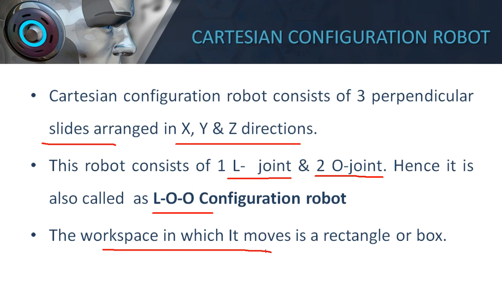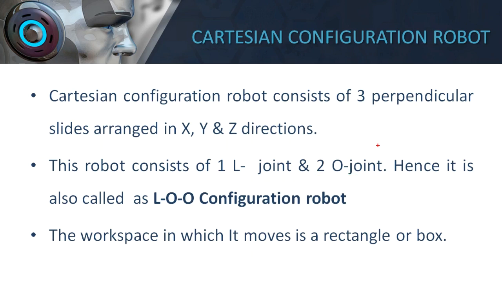What is the workspace in which it moves? The workspace in which it moves is a rectangle or a box. You can imagine a rectangle of say 50 as the length and breadth as 25, and then if it has the depth, then that constitutes the workspace of the Cartesian configuration robot. So this is about Cartesian configuration robot. Now we'll understand how exactly the Cartesian configuration robot works.